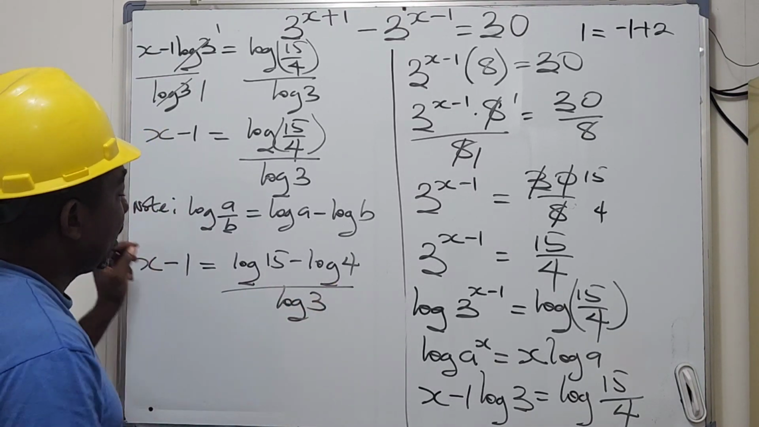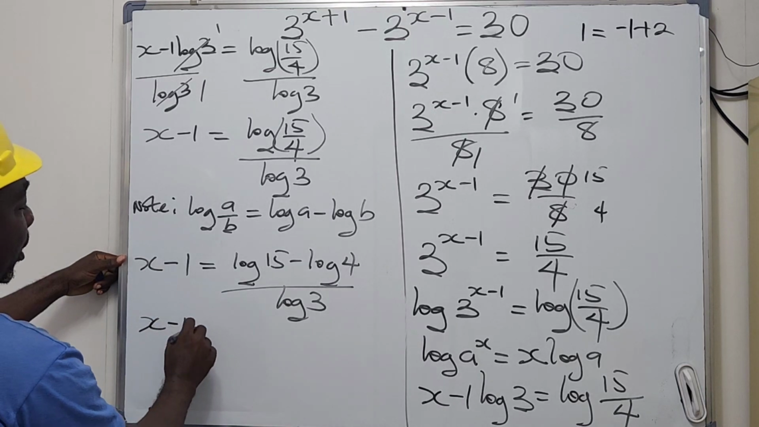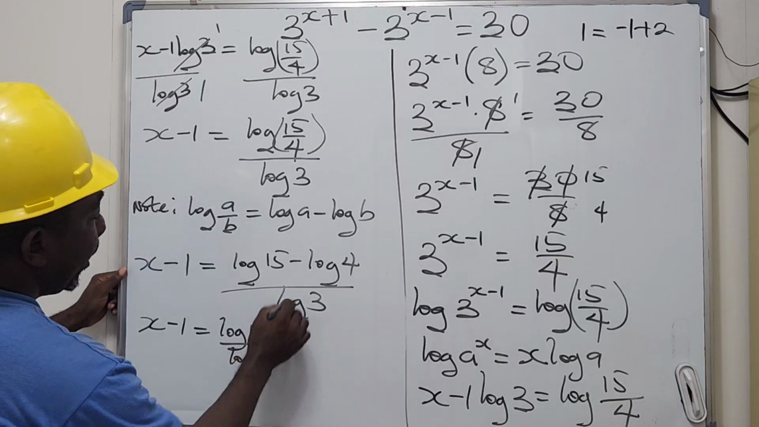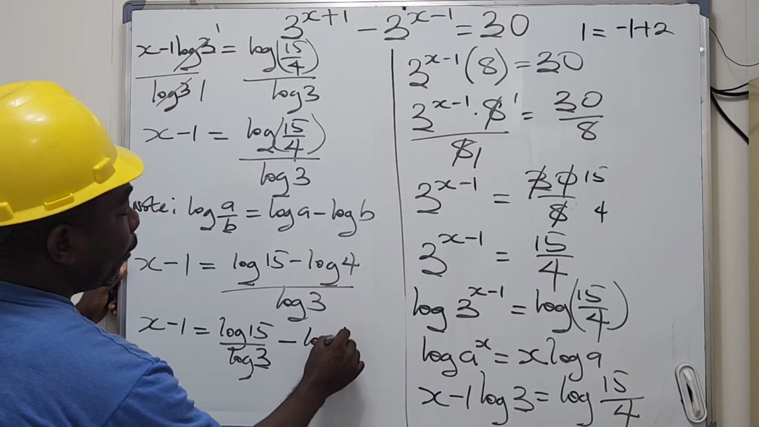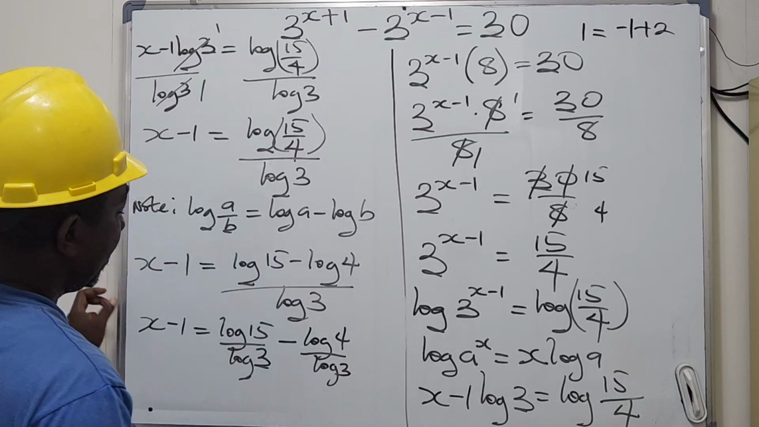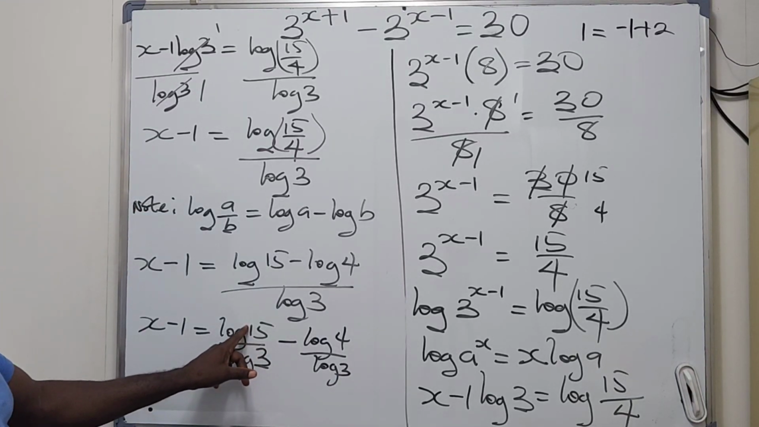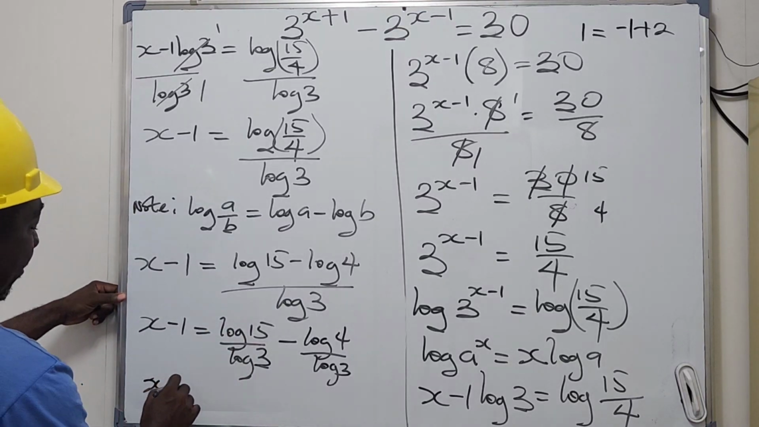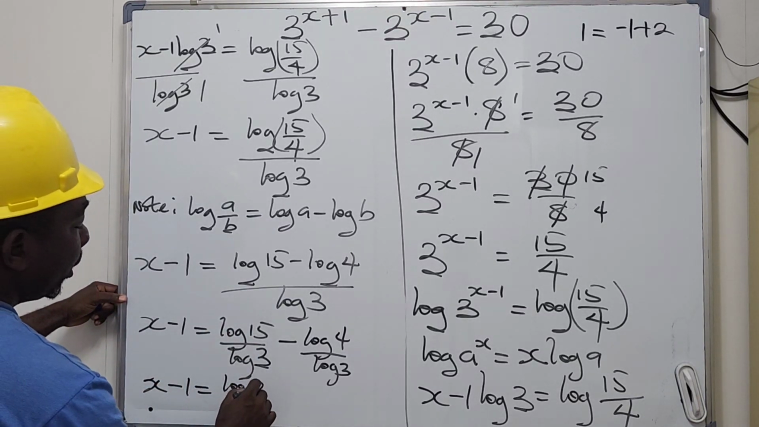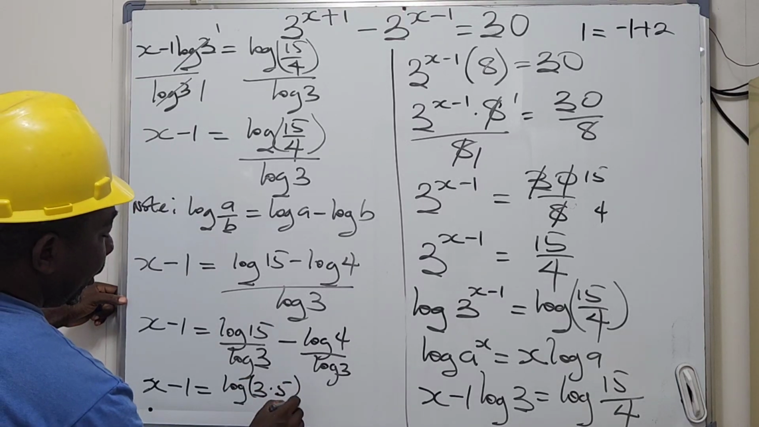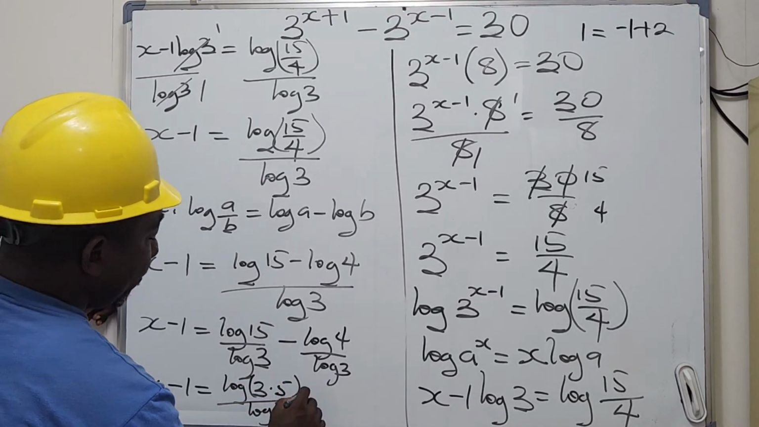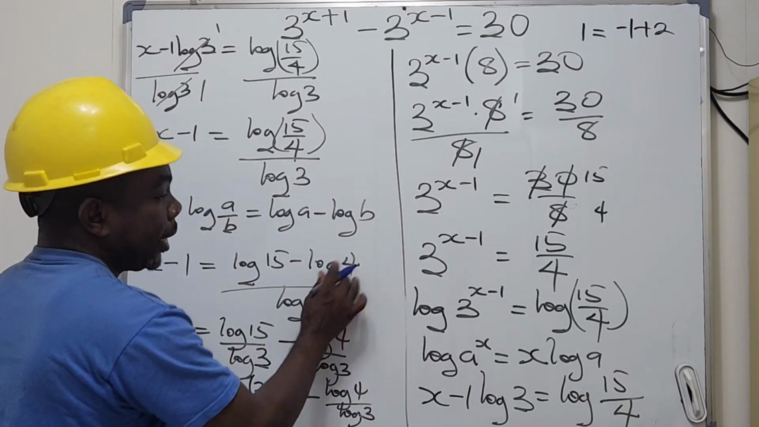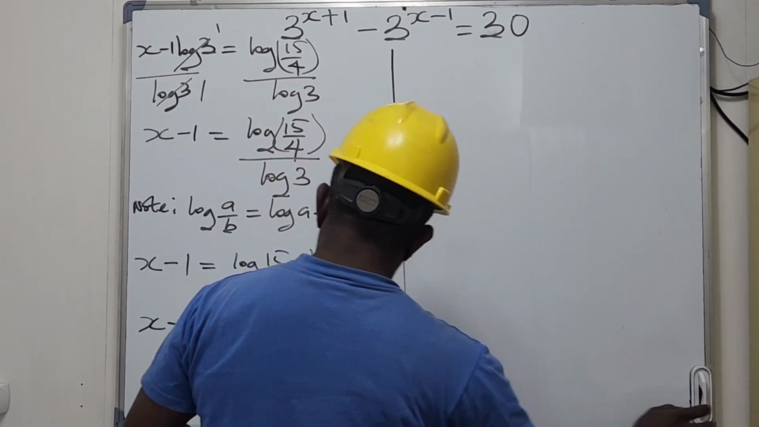So we can separate this. So this will become x minus 1 equals log 15 divided by log 3, we have here minus log 4 divided by log 3. So here we can divide here. 15 can be written as 3 times 5. So this will become x minus 1 equals log 3 times 5 divided by log 3 minus log 4 divided by log 3.